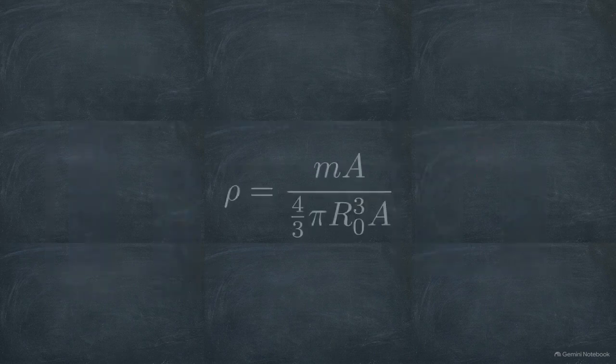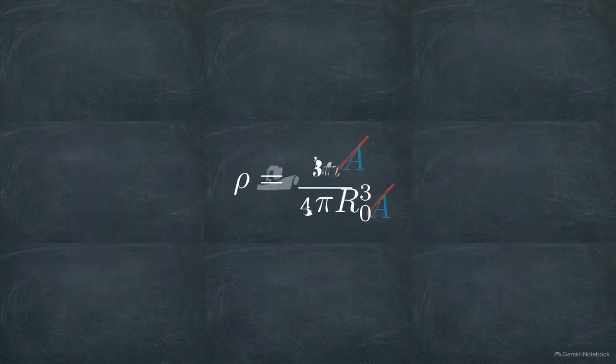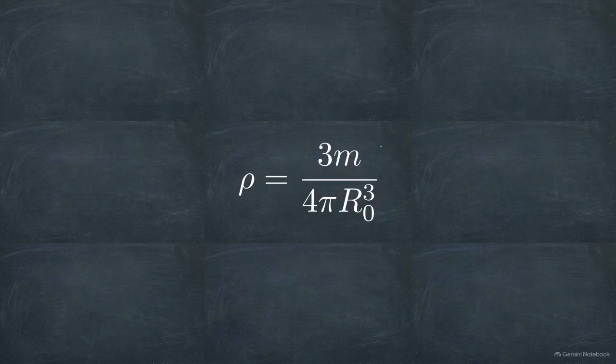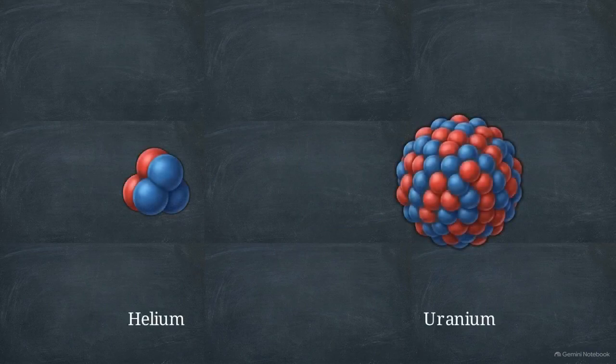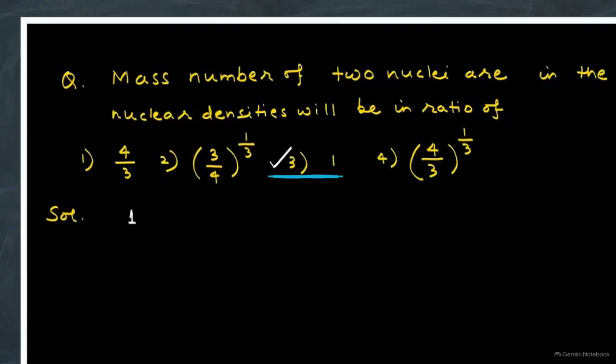However, our derivation proved that the mass number, A, cancels out of the density equation entirely. The density is not affected by how many nucleons are present. Since density is a constant for all nuclei, the first nucleus and the second nucleus must have mathematically identical densities. Because the densities are the same, the ratio between them is exactly 1:1. The notes confirm that the correct answer is option 3, a ratio of 1.